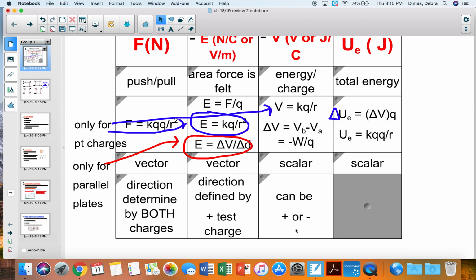Potential can just be positive or negative, and negative is at a lower potential than positive. So it is like being on a number line. And UE, again, can be positive or negative, and again, negative is at a lower energy level as we define it.